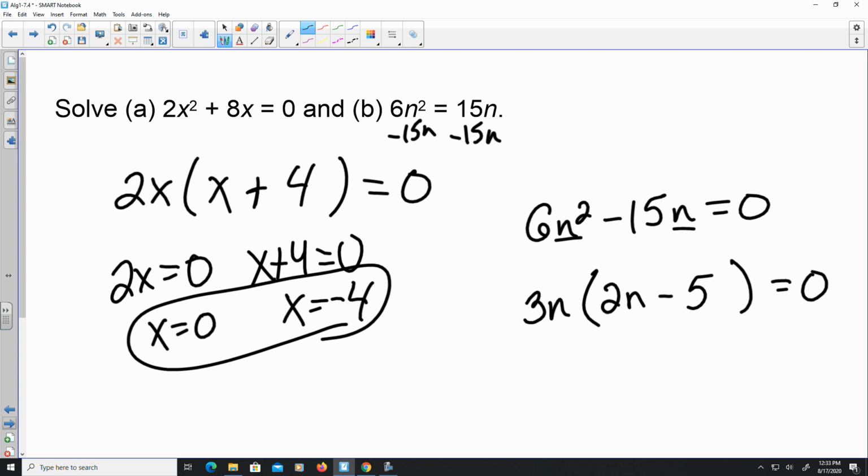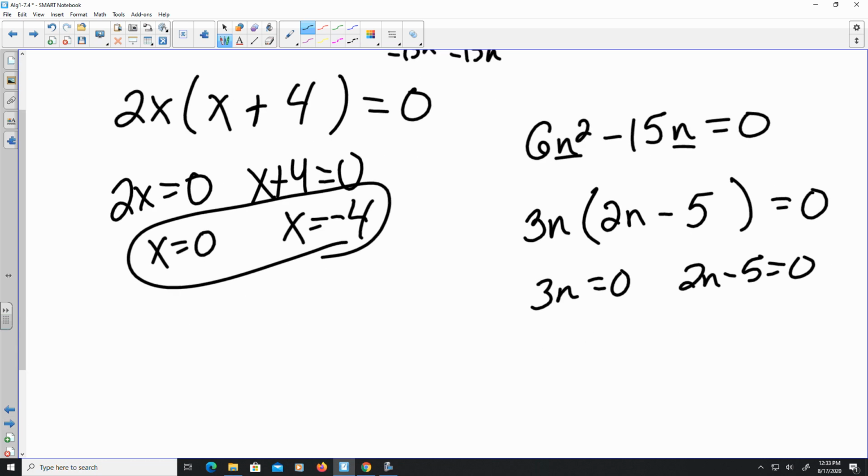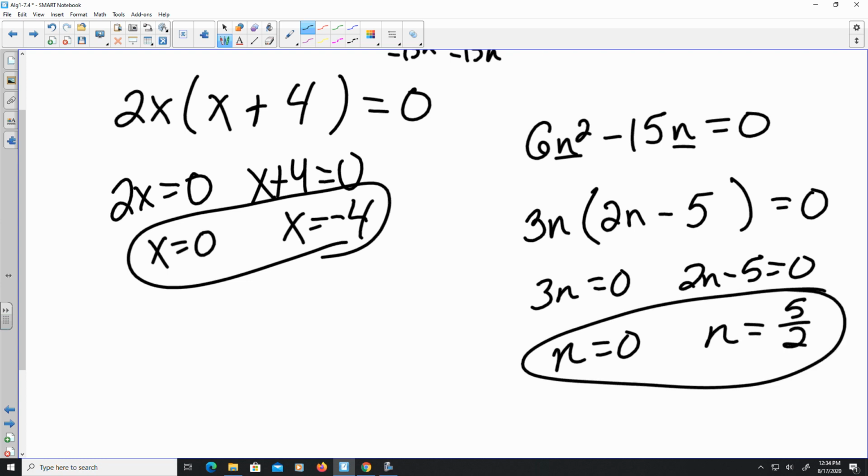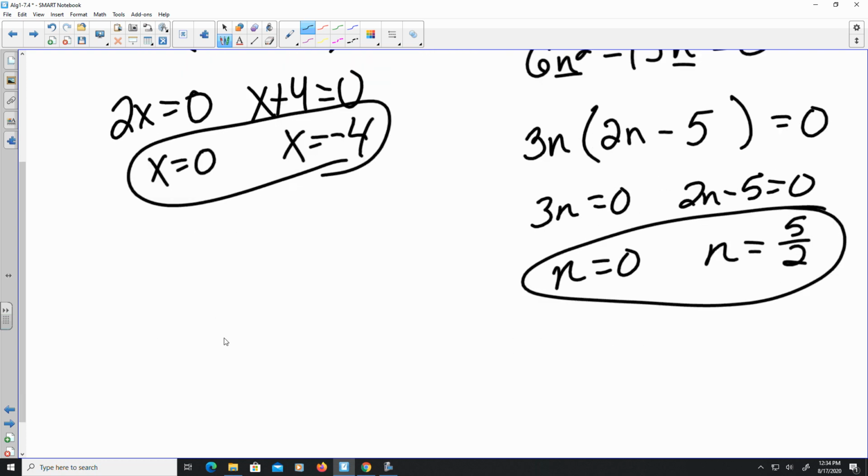So from here, because it's an equation, I get to implement the zero product property. 3n will be set equal to 0, and 2n minus 5 will be set equal to 0. So here n will equal 0. Add 5, divide by 2, n will equal 5 halves. So those are the two solutions to that equation.